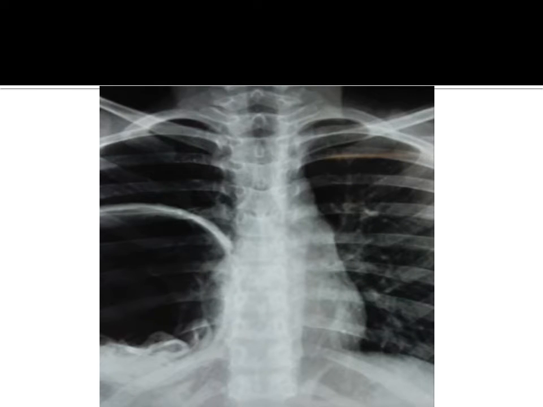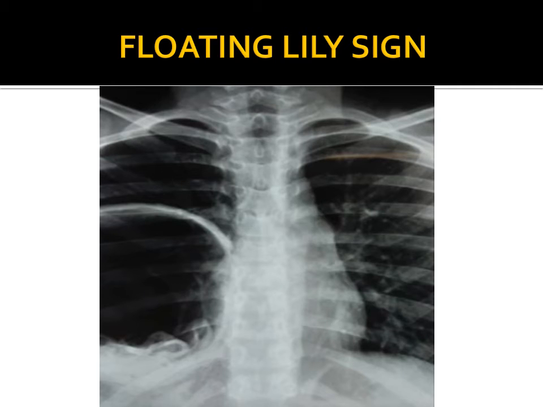The next case shows a smooth-walled, apparently thin-walled cavity with an air fluid level within, where we can see a few homogeneous membranes floating over the fluid level. It gives a typical appearance of floating lilies. So this is the floating lily sign, which is also known as the Camalote sign. It is seen in hydatid cyst.